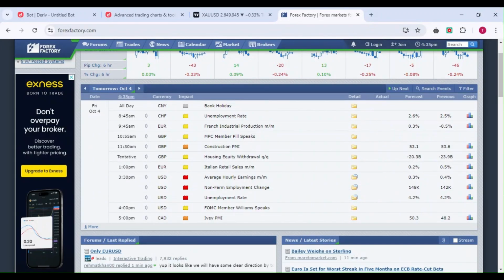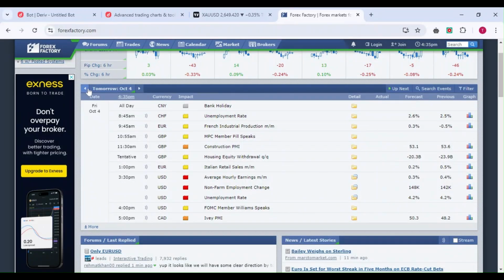So here is how you can see the forecasted number, the previous, the actual, and the forecast. With this knowledge, you can begin to interpret the news. If the data comes out better than expected, I want you to look at this. This was the previous.